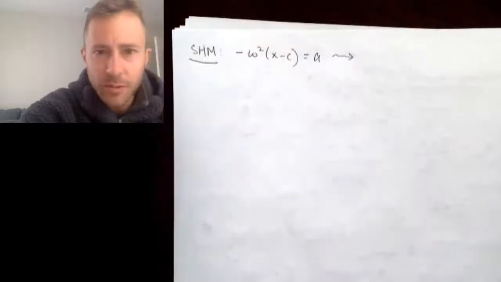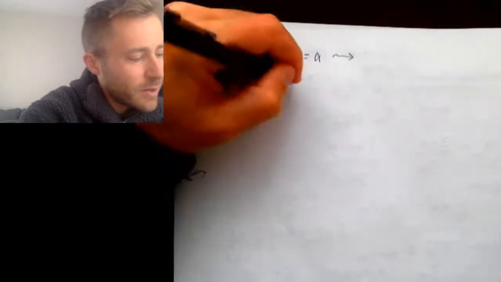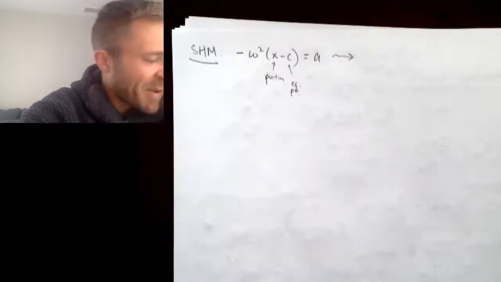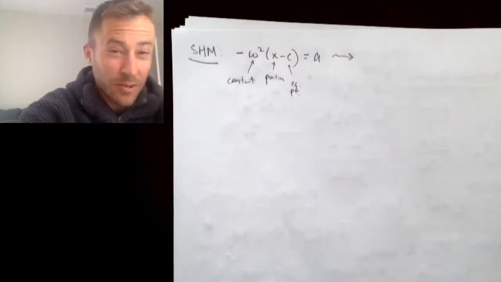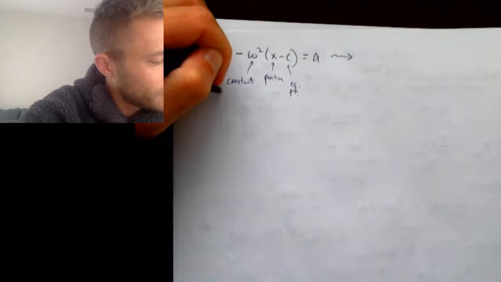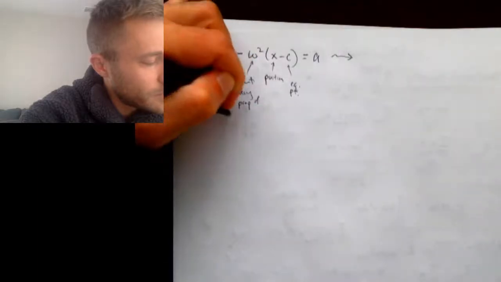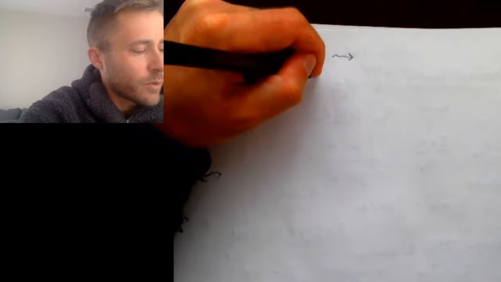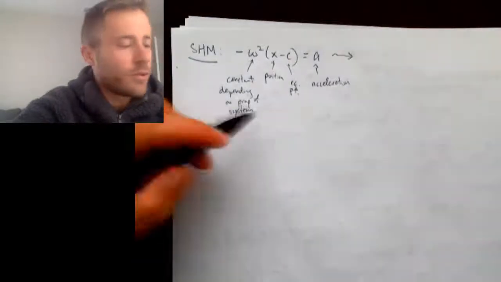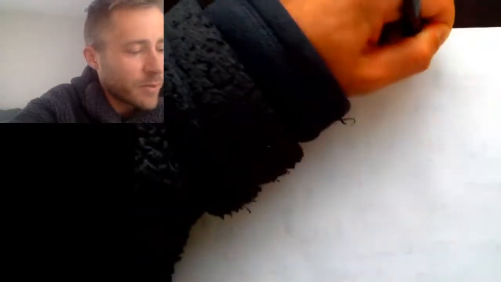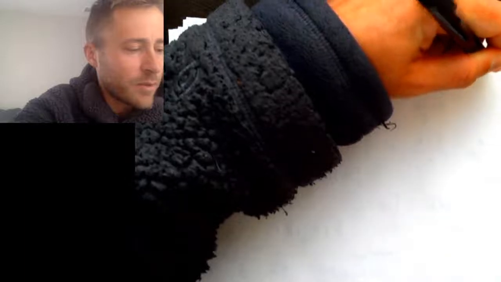About C, which is called the equilibrium point. So this is position. This is the equilibrium point. This is a constant depending on the properties of the system. And A is, of course, the acceleration. Okay, so if you have this equation, then your position as a function of time is going to be C plus A cosine of omega t plus phi.